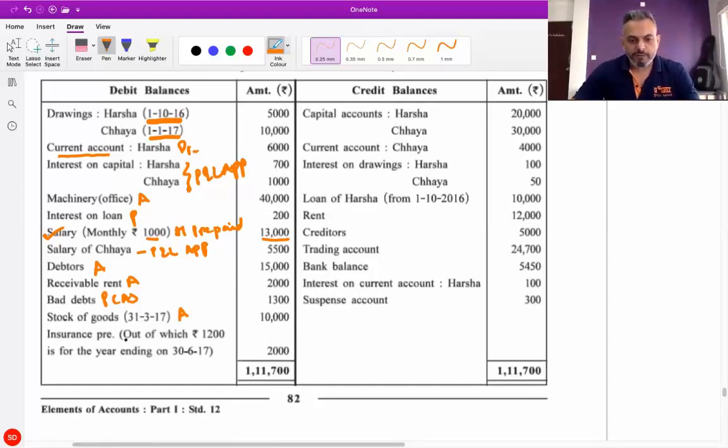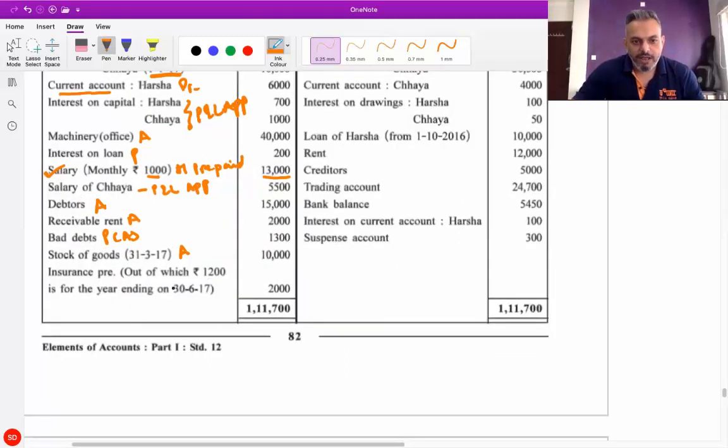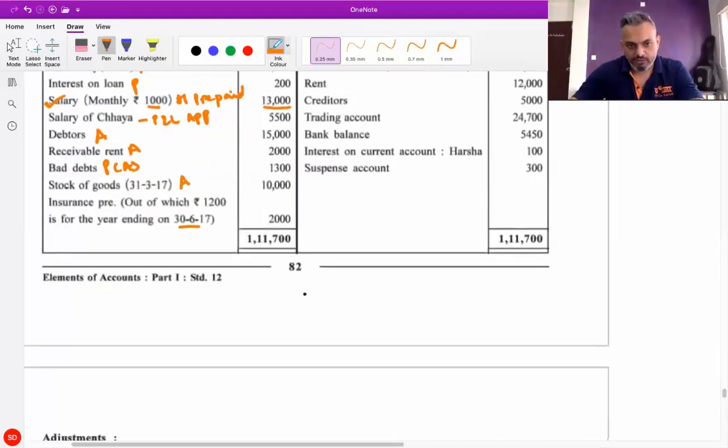Now insurance premium, an important adjustment, out of which 1,200 is for the year ending 3/6/2017. Now pay attention, insurance is paid up to 3/6/2017. What is our balance sheet date?